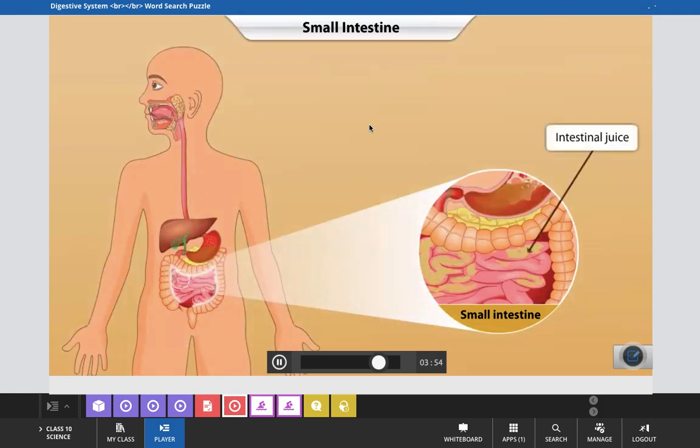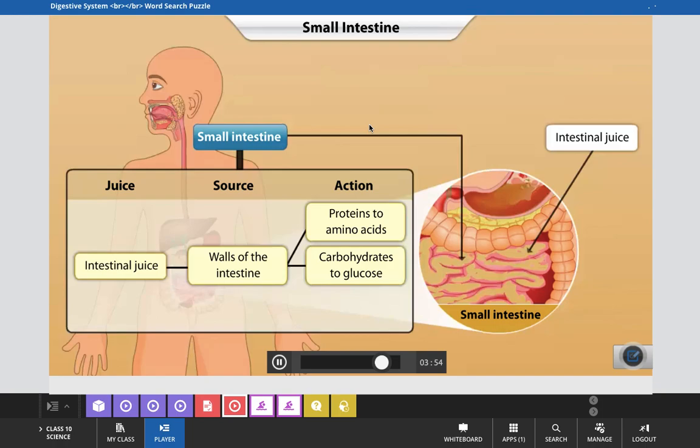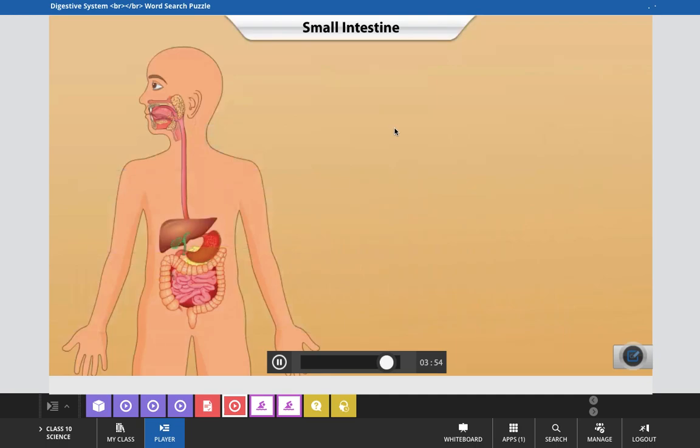Intestinal juice secreted by the small intestine contains enzymes which break down protein to amino acids, carbohydrates to glucose, and fats to fatty acids and glycerol. That means these are the final products.